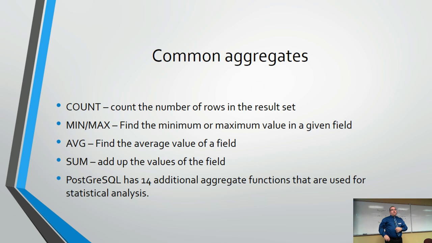Okay, so here are the common aggregates that most people use. Count, which is obvious. It counts the number of distinct rows if you have a distinct keyword, otherwise it just counts the number of rows in the result set. So if you do select count star from customers and there's 10,000 customers, it'll give you an answer of 10,000. Min and max find the biggest or the smallest value in that given column. Real handy if you want to know what the biggest price was or the largest or smallest whatever it is.